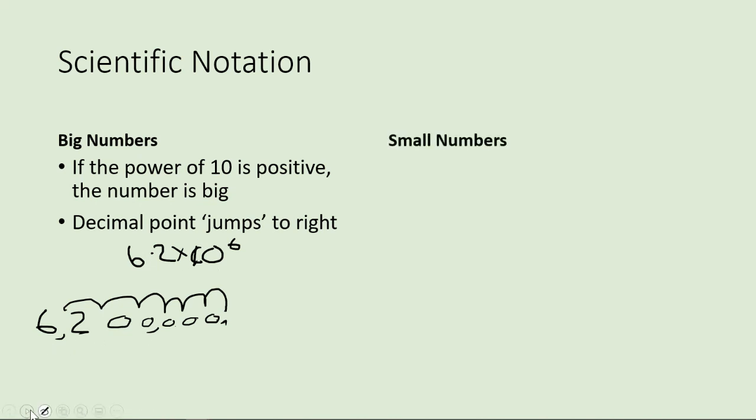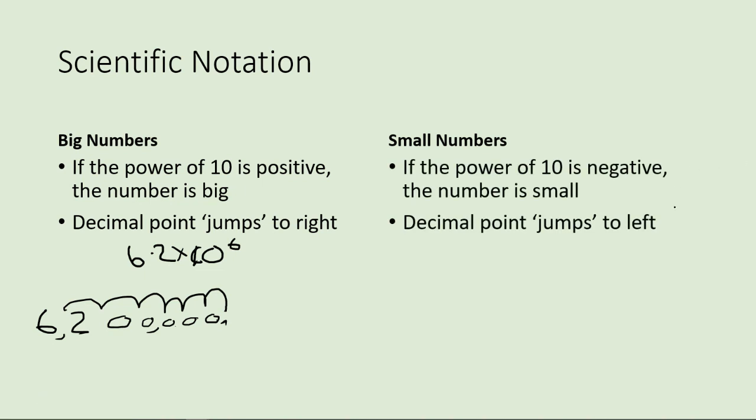If the number is negative, that means that the number is going to be much smaller than the number given, and the decimal point jumps over to the left. So we'll use the same initial number, 6.2, but this time, let's say it was 10 to the minus 6. So we'd start off the same format. We'll go 6 and the 2.